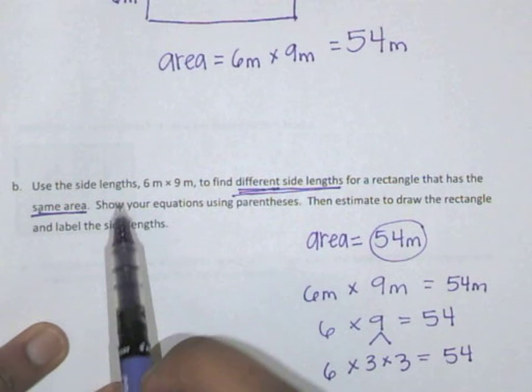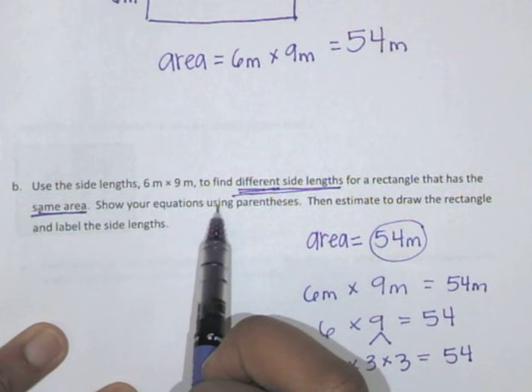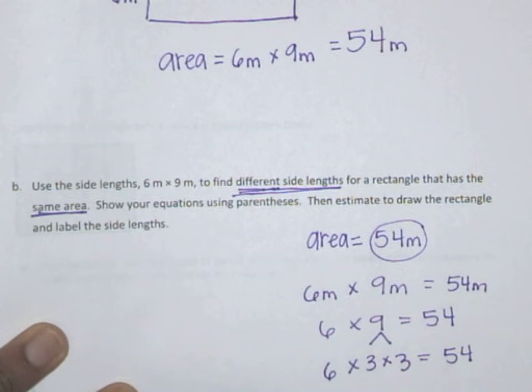Next, we have to show our equations using parentheses. So at first, we had 6 times 9. We kept our 6 the same, and our parentheses would have been around our 2 3's. Now we need to shift our parentheses over here.